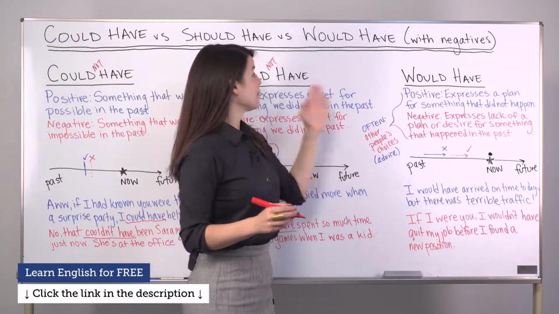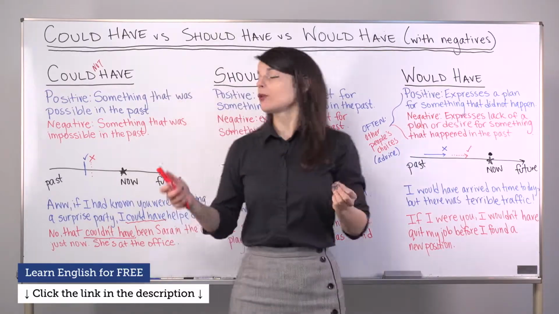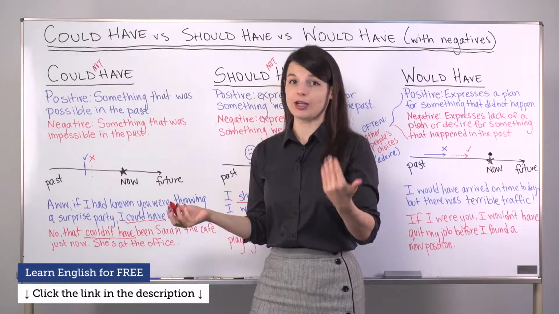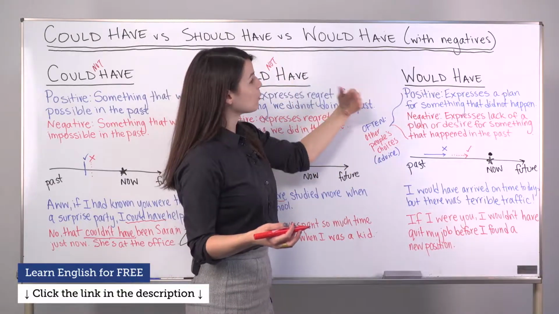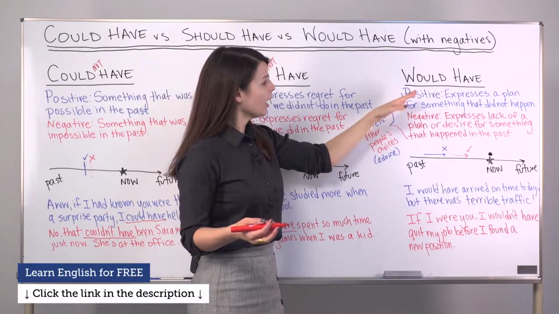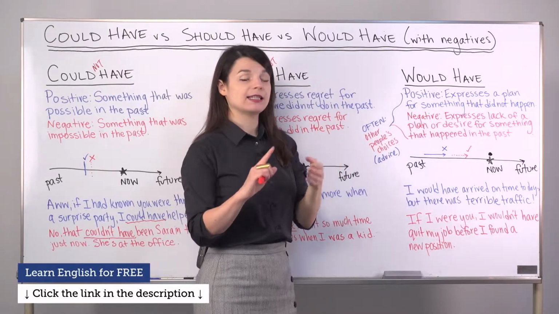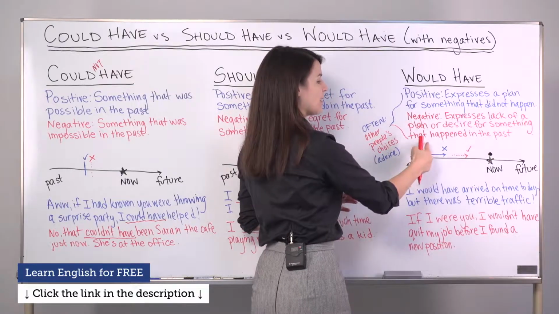Would have. I mentioned it here with should have, we say should've or shouldn't have. Same thing with could have, like could've or couldn't have is the correct pronunciation in fast speech. So when we look at would have in the positive form, we use it to express a plan for something that did not happen. So we're talking about something in the past.